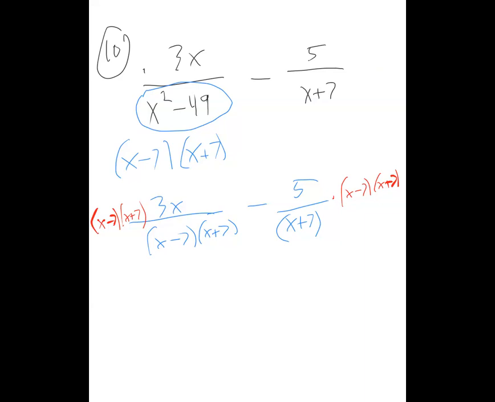So unfortunately, I can't actually clear the fractions unless it's an equation, which is really sad. So this is when I actually do have to get a common denominator. I can't get rid of the fractions. I have to make the fractions have a common denominator now. This denominator already is the common denominator, but this one's not.